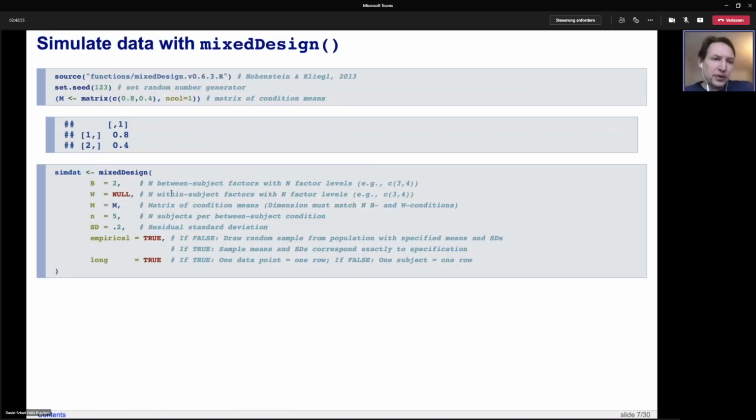And how does this function work? We first define a matrix of condition means. So again, we have here the 0.8 and the 0.4. This is a very simple matrix, it's actually just a vector. If you have a between subject factor, every row in this matrix gives the mean for one factor level.